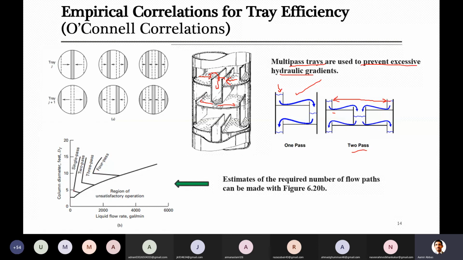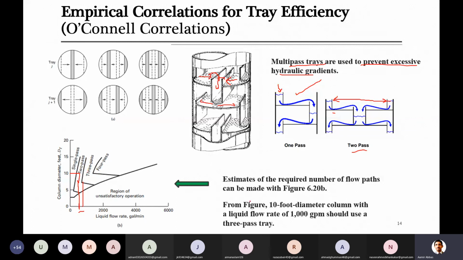So in this, you can see that if there are low flow rates, for example maybe even around 1000 or 2000 gallons per minute, and the column diameter is sufficiently low, then you will still need one pass. But if you increase it, for example you are somewhere in this region, and the column diameter is, for example, 10 feet, then you can say we will need 2 pass, or even 3 pass or 4 pass can be needed.